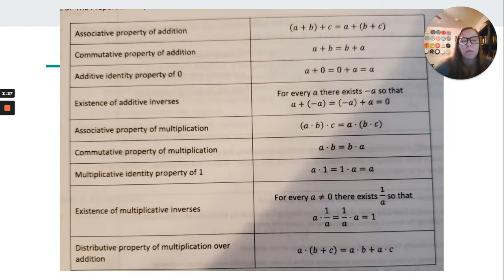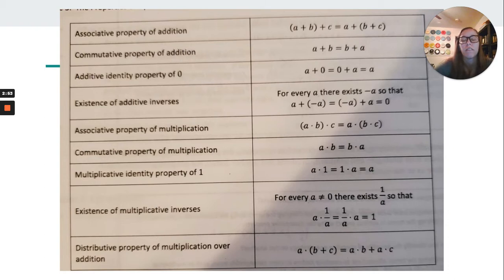Associative property of multiplication. So again, we're just multiplying A times B first, but we're still multiplying times C, and then second one, B times C first, and then we multiply times A. Commutative property of multiplication, again, the order doesn't matter. Multiplicative identity property of 1. Anything times 1 is itself.